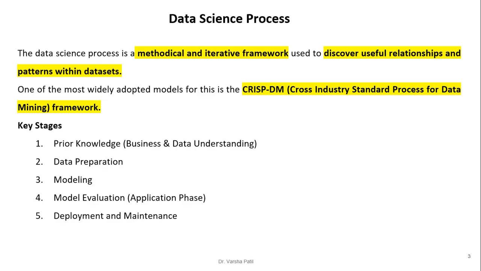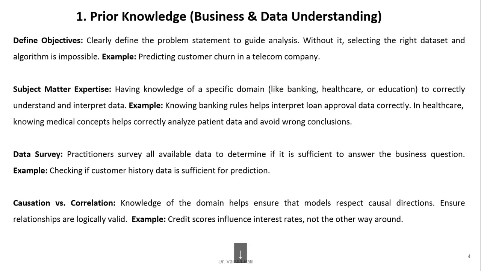Now we will start with the prior knowledge, that is nothing but business and data understanding. First step is to clearly define the objective. Clearly define the problem statement to guide analysis. Without it, selecting the right data set and the algorithm is impossible. For example, predicting customer churn in a telephone company. So in a telephone company, a lot of databases or different data sets are available for different purposes. But when we want to predict the customer churn, at that time we need to take that particular data.